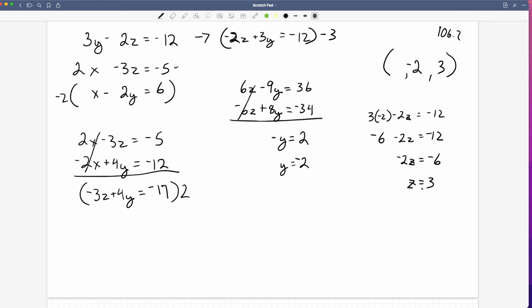Now I can substitute in the z here to solve for x. So 2x minus 3 times 3 is equal to negative 5. 2x minus 9 is equal to negative 5. If I add 9 to both sides, 2x is equal to a positive 4. Divide both sides by 2, x is equal to 2. So x is a positive 2. And if I check my solution, yes, this is correct.